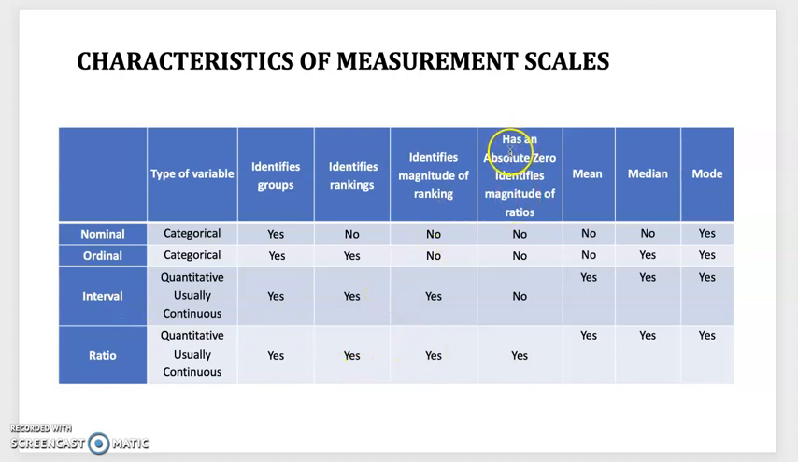Then you will also ask, do they have an absolute zero, identified magnitude of the ratio? Can we calculate the mean, the median, and the mode? That's why, according to your different measurement scales, those data variables can sometimes be categorical, quantitative, or continuous.